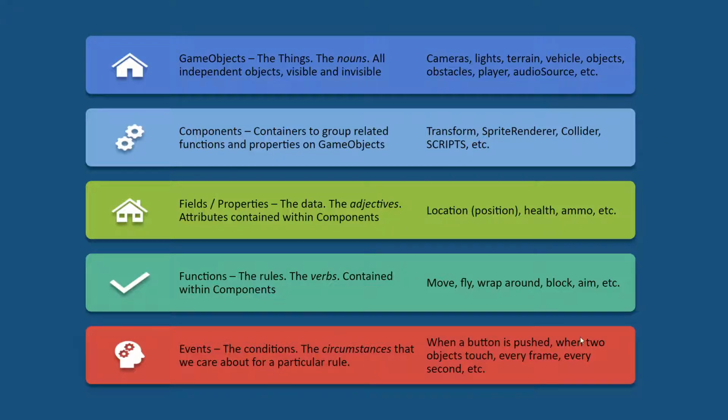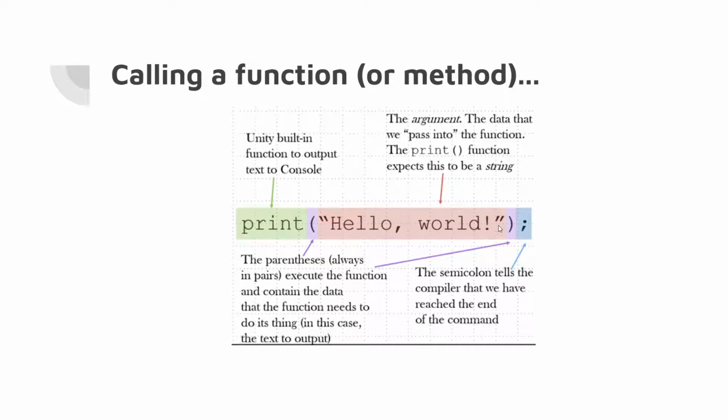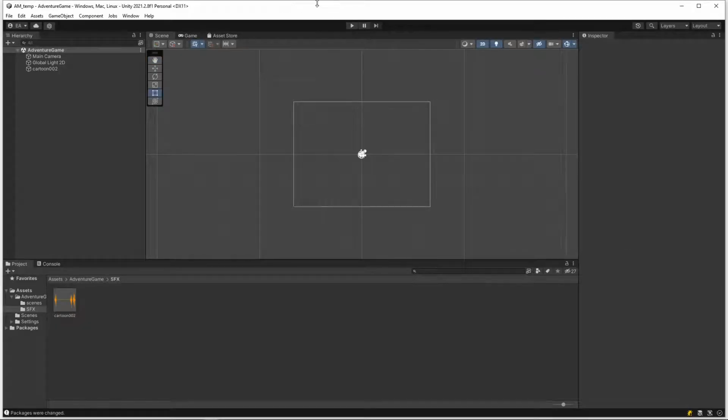When a button is pushed, when two objects touch, when a button is clicked, when a frame is updated, when a turn is done, every second, etc., etc. All right. Now, last time around, we did call a function. We did it the first time, and we did it really close to the end of class. So let me see if I'm going to reiterate here.